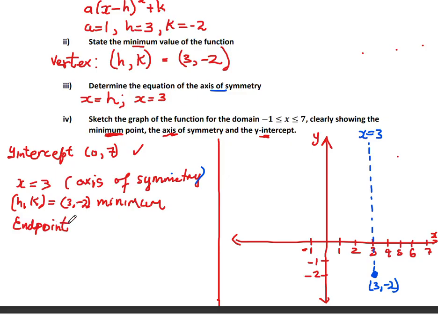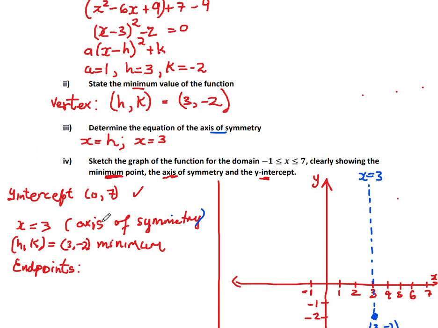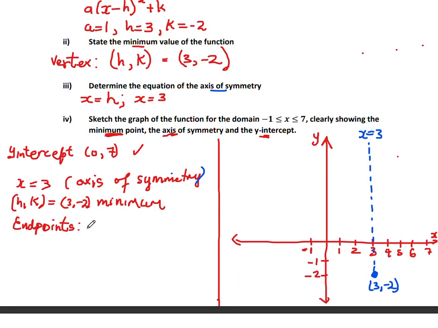To find the endpoints, we're going to look at the outer limits of the domain. The outer limits of the domain are -1 and 7. So to find the endpoints, we're going to say when x is equal to -1, what is y? And when x is equal to 7, what is y?